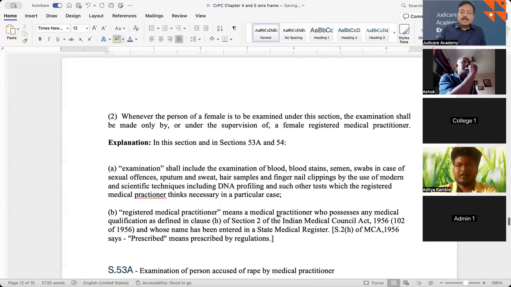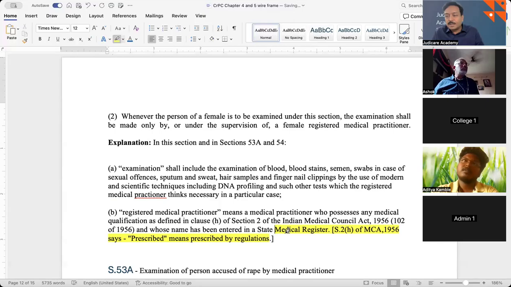Registered medical practitioner, as I said, is as per the state medical register under the MCA, the Medical Council Act. In Section 2(h) of the Medical Council Act, which is not part of the Bare Act, "prescribed" means prescribed by regulation. So a question may come: registered medical practitioner, why does it have to be a certain government hospital only, not any other medical practitioner? Why does the police not take that? Why are they not taking that?